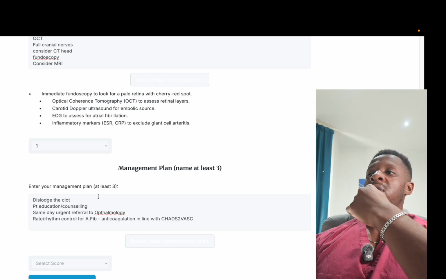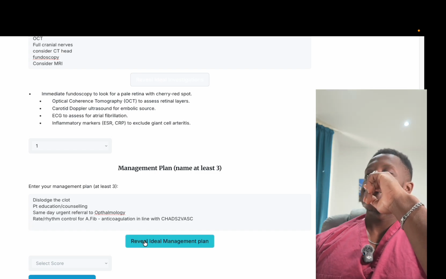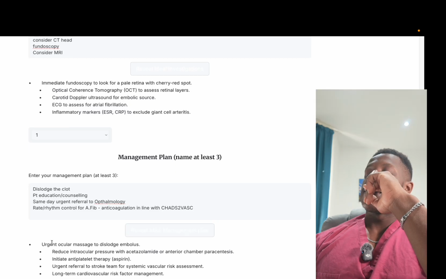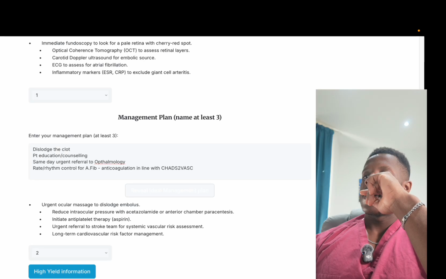Maybe even consider blood thinner, like right now. Yes, ocular massage is the actual management, so dislodge the emboli. So I said dislodge the clots, but I just forgot how they did it. Reduce intraocular pressure with acetazolamide or anterior chamber paracentesis. Initiate antiplatelet therapy, so you start aspirin. Urgent referral to stroke team for systemic vascular assessment. Long-term cardiovascular risk management. Okay, so not too bad. I'd probably say 2 for that one then.